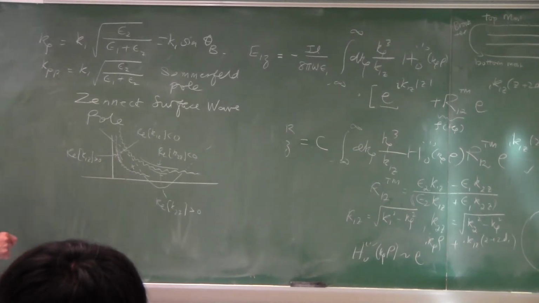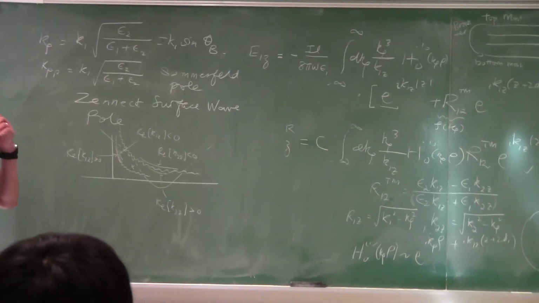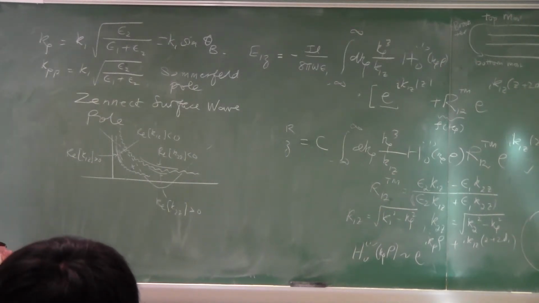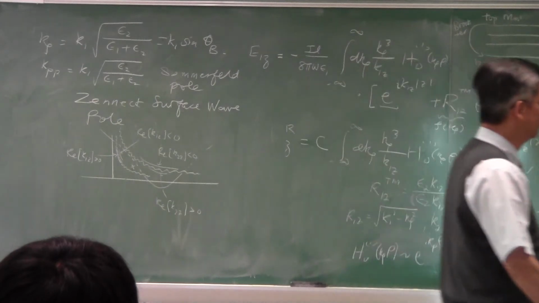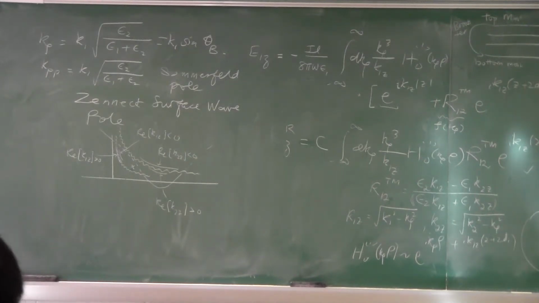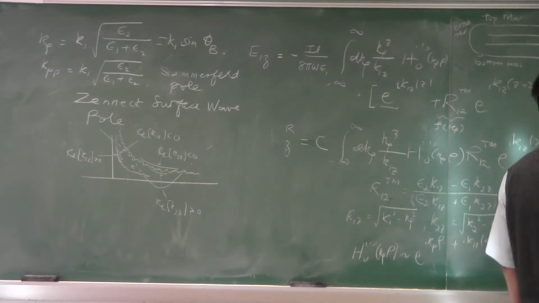The pole never really contributes. The Zenneck surface wave pole really never contributes. It can affect the wave because it's a pole nearby and it can influence the saddle point contribution, but it never really contributes as a surface wave. Okay? So there is a lot of controversy in the literature about that, but my opinion is that it doesn't really contribute. Okay? So those are the critical points. As you can see, the pole never really contributes.